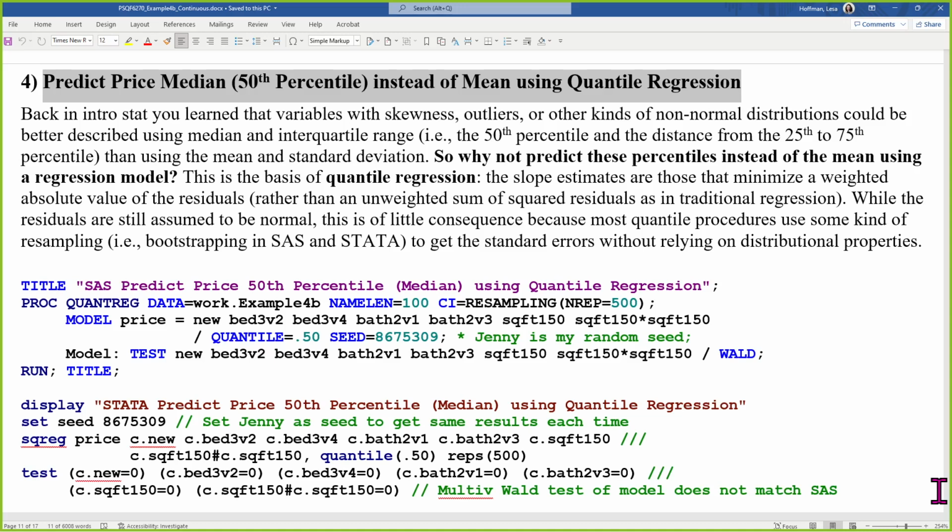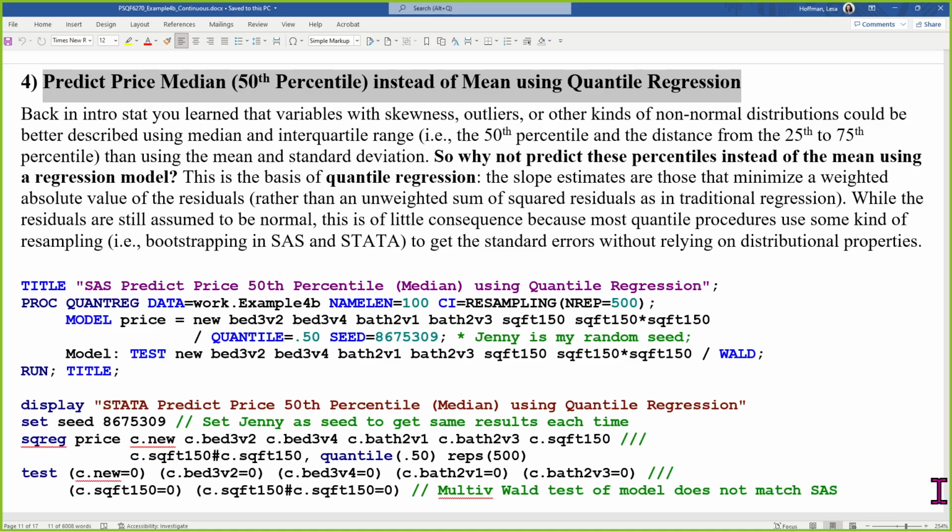I'm not sure why it's called quantile. Really what they mean is percentile. So the difference is that rather than minimizing the sum of squared errors, we are trying to minimize the absolute value of the error, and that is not differentiable in the same way, so we have to rely on some kind of iterative procedure to get standard errors.